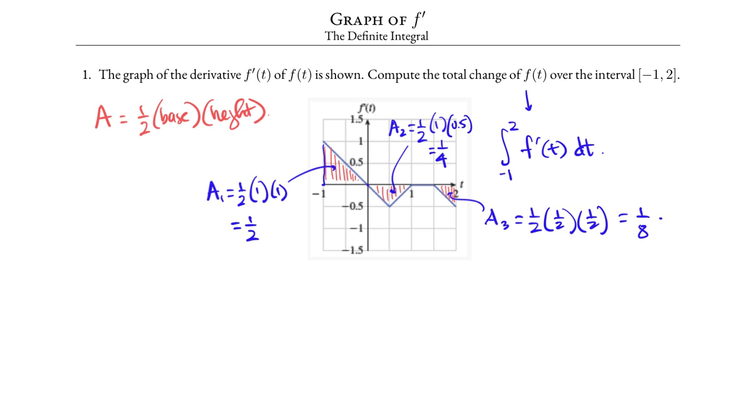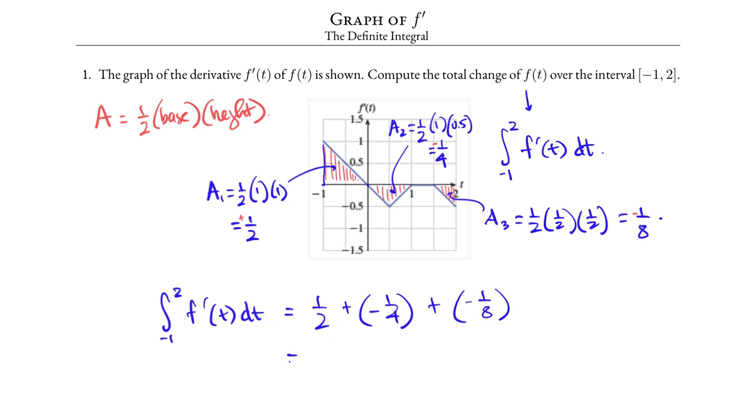But remember that anything above the x-axis is positive, anything below the x-axis is negative. And so the integral from -1 to 2 of f prime of t dt equals positive 1/2 plus negative 1/4 plus negative 1/8, or simply put 1/2 minus 1/4 minus 1/8.